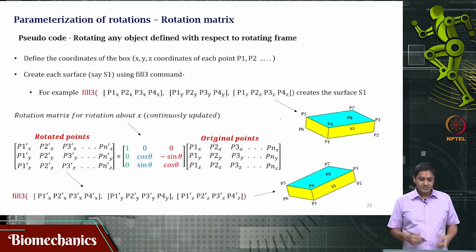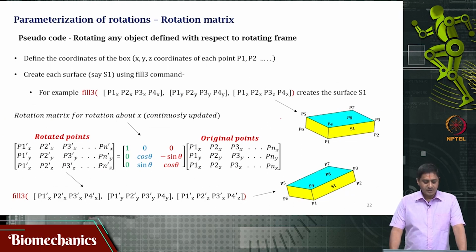Suppose I am interested in rotating any object with respect to a rotating frame. You can define the coordinates of the object. It need not be a cuboid of the kind that we are defining. Say there are 6 surfaces in this cuboid of interest for me. It need not be this, but we need to start somewhere. So you create each surface by using the fill3 command. For example, here we are using Matlab as the example. There might be other equivalents in the other packages. So you create this surface using the coordinates of the points of interest.